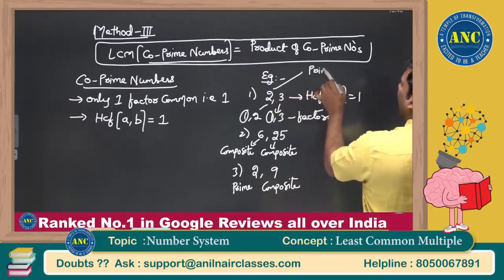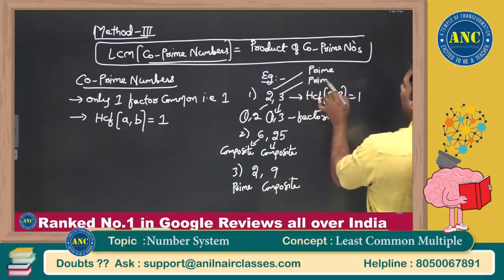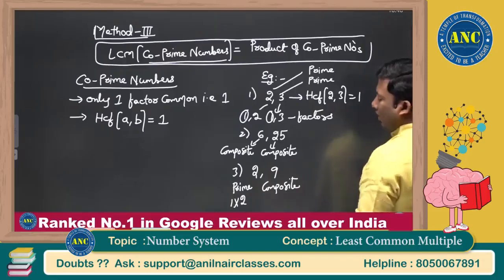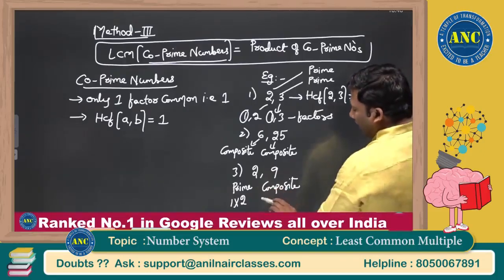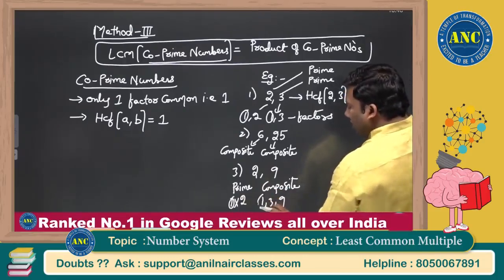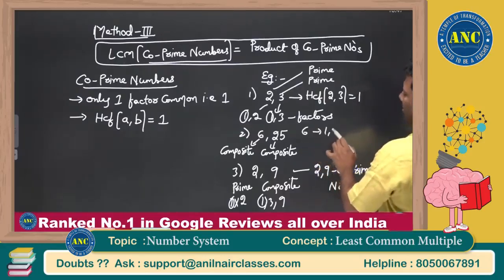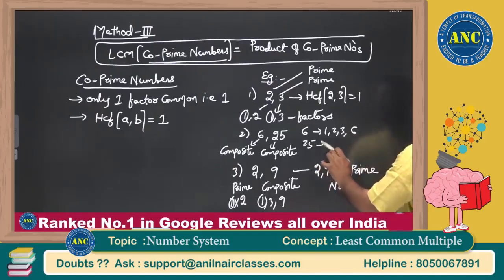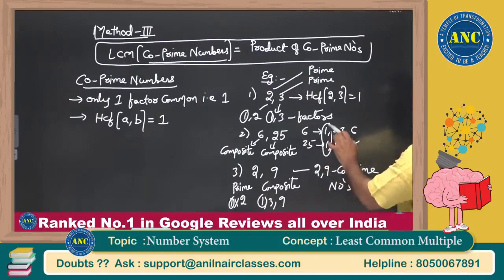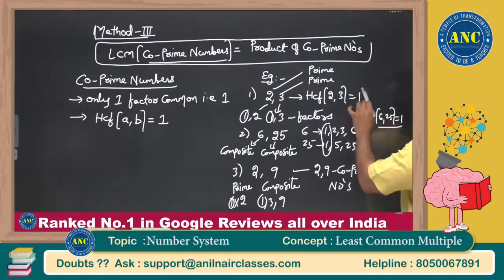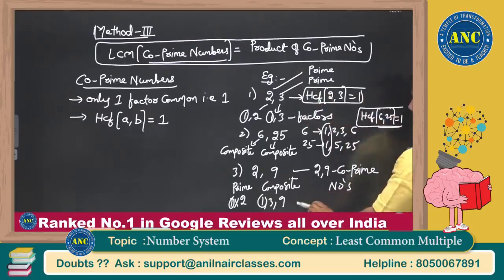2 it is a prime number. 3 it is also a prime number. Listen carefully. 2 and 9. Factors for 2 are 1 and 2, only 2 factors for a prime number. For 9, 1, 3 and 9. What are the factors common? 1. So 2 and 9 are co-prime numbers. 6, what are the factors? 1, 2, 3 and 6. 25, what are the factors? 1, 5, 25. What is factor common to 6 and 25? 1. HCF of 6, 25, it is 1. HCF of 2, 3, it is 1. HCF of 2, 9, it is 1.